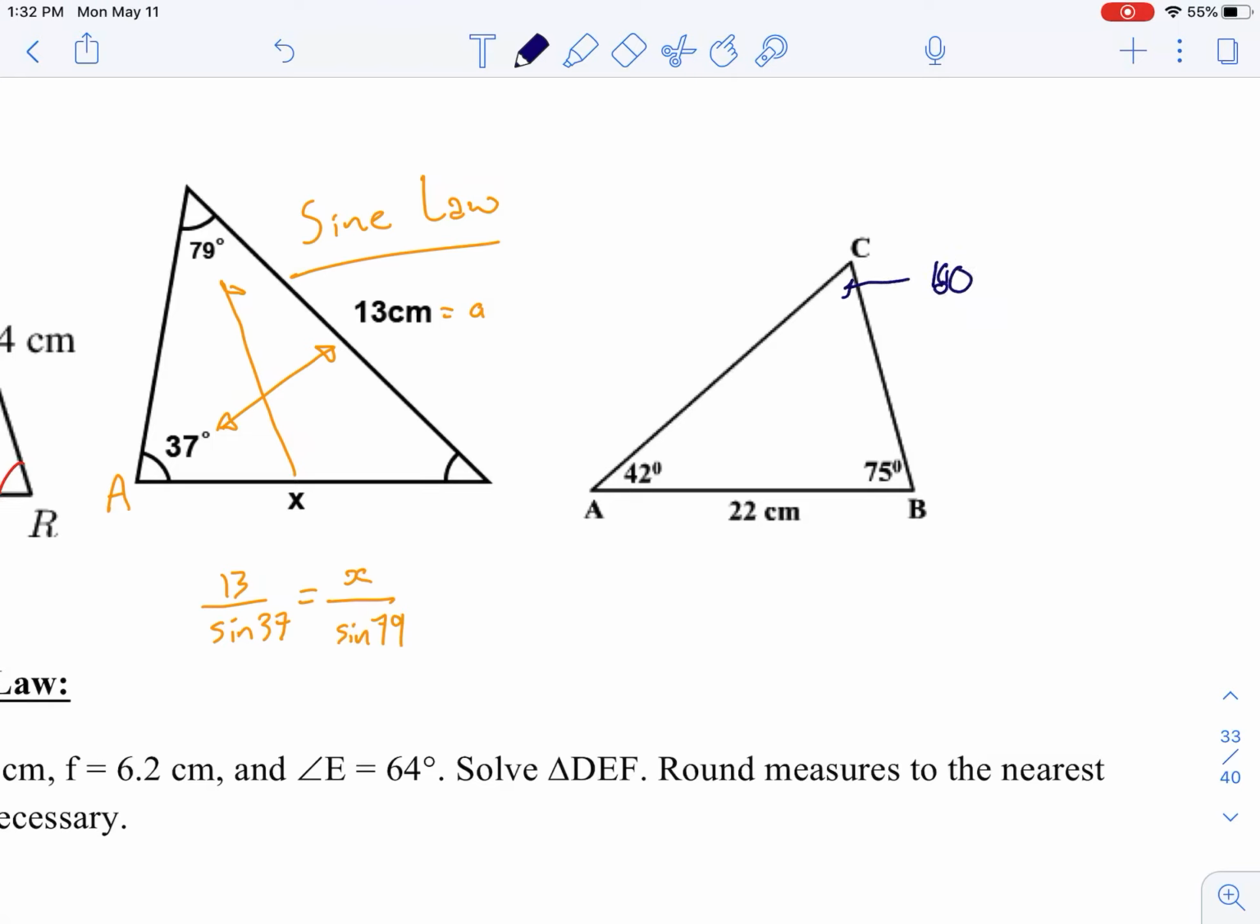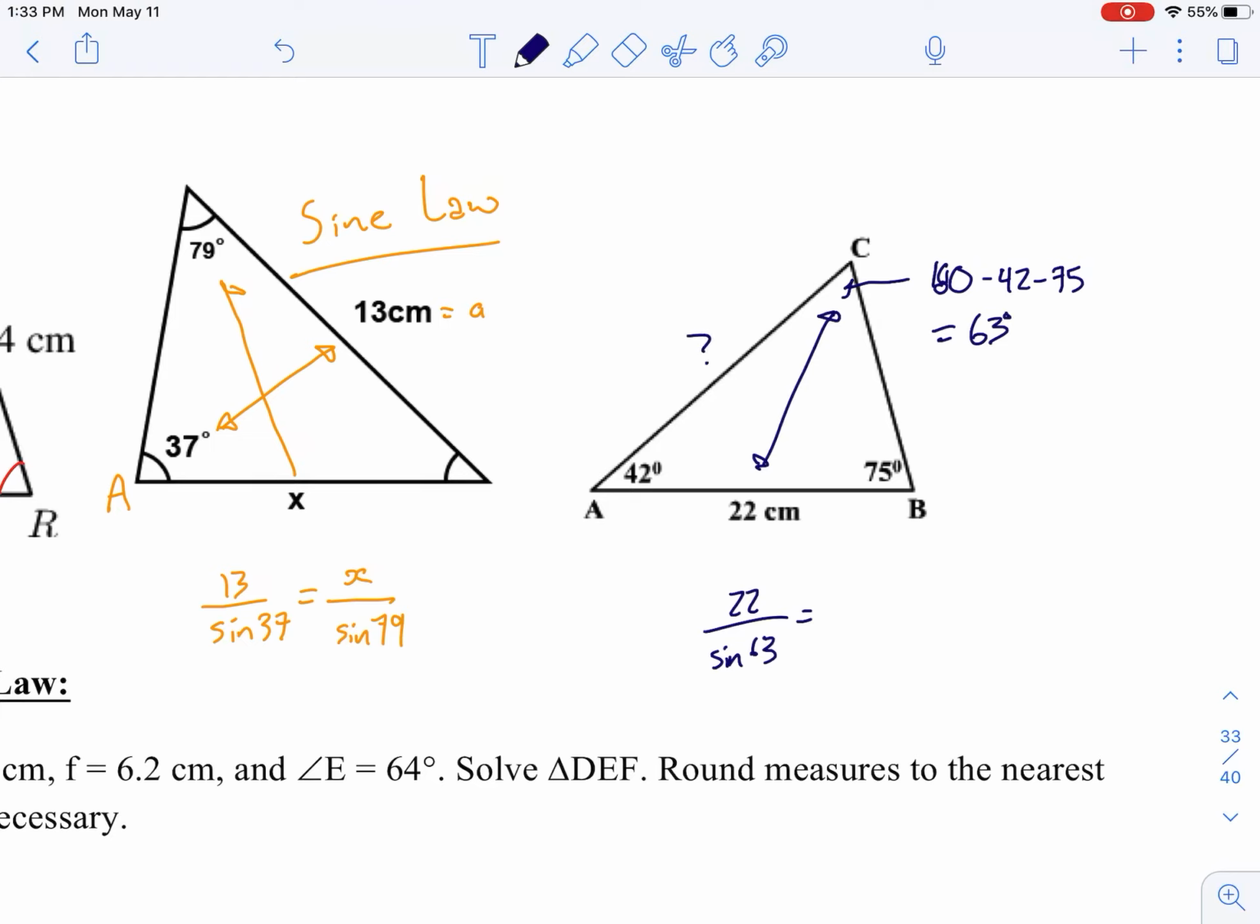180, sorry. Minus 42. Minus 75. We have 63 degrees here. So then we have a ratio. We have an angle and its opposite side. So we could set this up as angle C over side C. So 22 over sine 63 is equal to either one of these ratios.